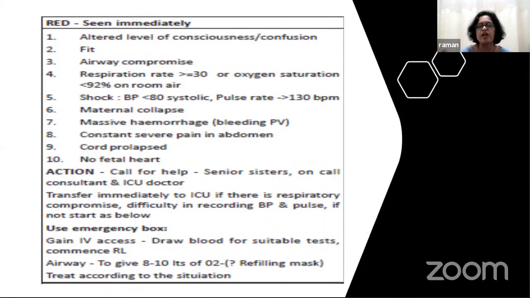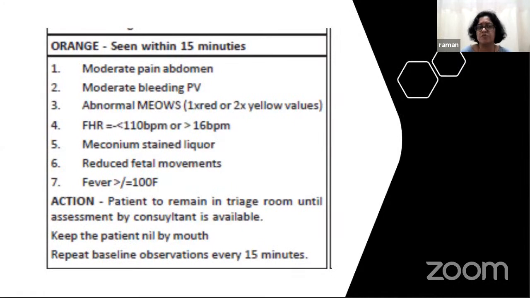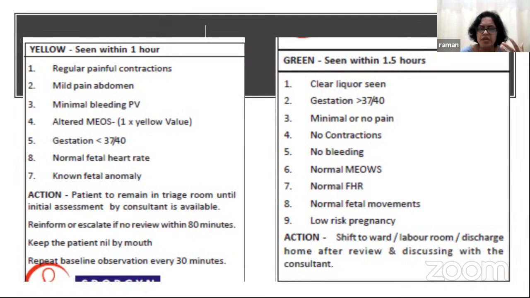Similarly, we have what needs to be done with an orange patient. They need to be seen within 15 minutes. And what do you do? The same goes for yellow and green. So this is something which can be developed in our own obstetric units based upon our setup and our unit's patient attendances. We can tailor make it. Why do you do this?